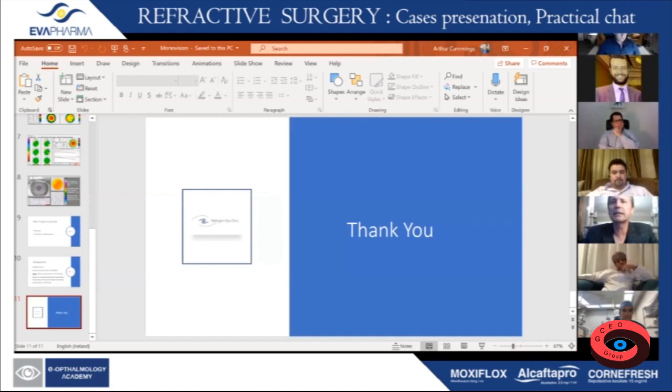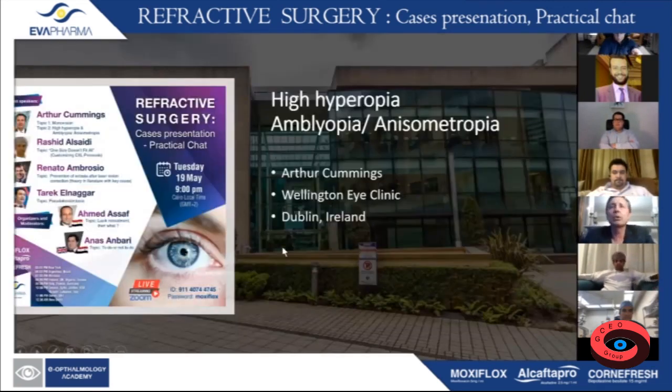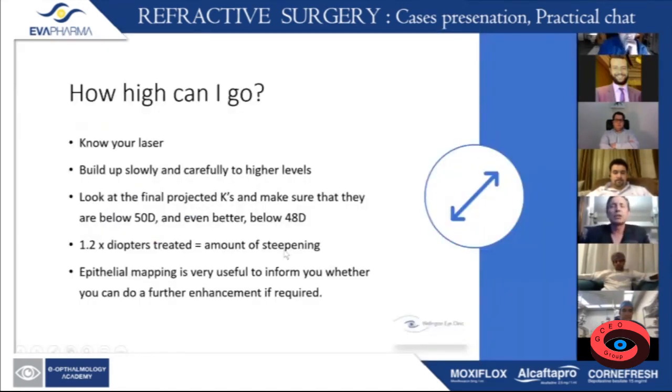Second case is a patient with high hyperopia and also some amblyopia. How do we address this? So one of the questions people often ask is, how high can I go? So the first thing about that is you need to know your laser, and every laser has its own idiosyncratic behavior depending on how high you're going.